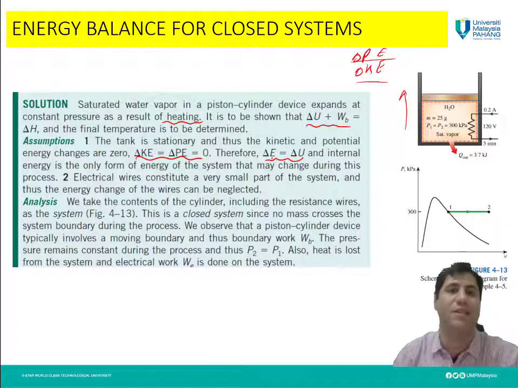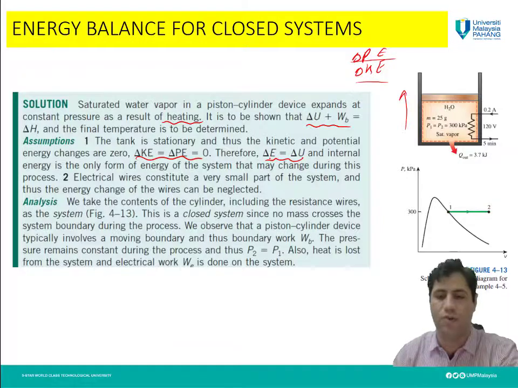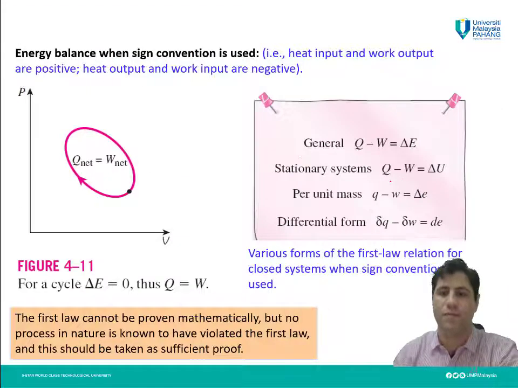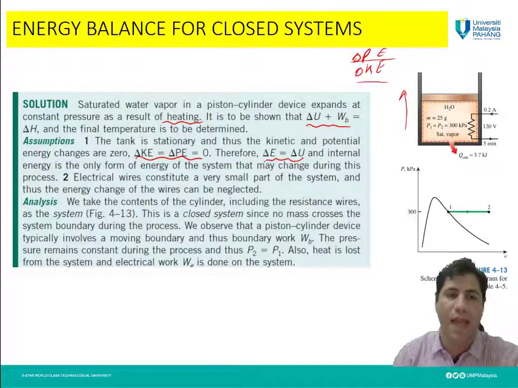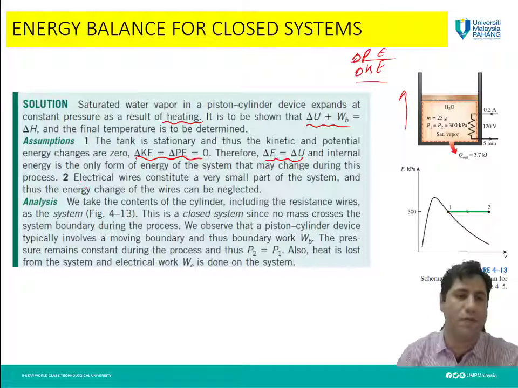If you remember the equation which I showed you here, we have a stationary system, so delta E will be equal to delta U only. And internal energy is the only form of energy of the system which may change during this process.